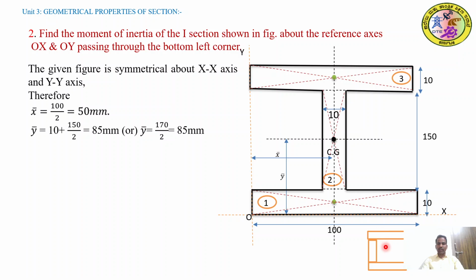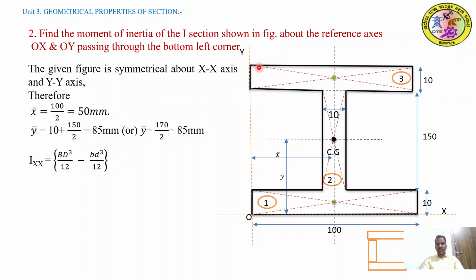Here, to find the centroid of the I section, because of its symmetry, the width of the I section divided by 2, that is 100 by 2, and the total depth of the section divided by 2, that is 150 plus 10 divided by 2, that is 85 millimeter.